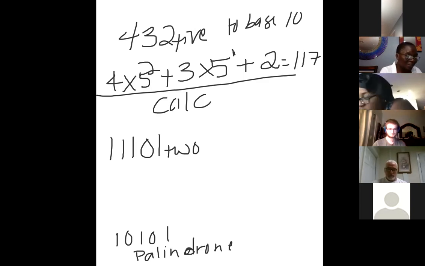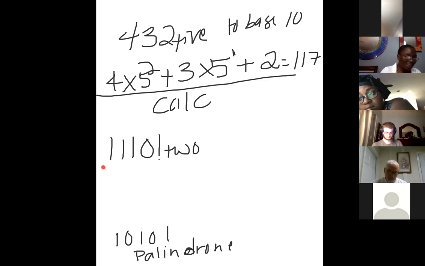All right, guys, so let's convert this one. This one has one, two, three, four, five digits. So we're going to count out the place values. So this is 2 to the 0, 2 to the 1st, 2 to the 2nd, 2 to the 3rd, 2 to the 4th.